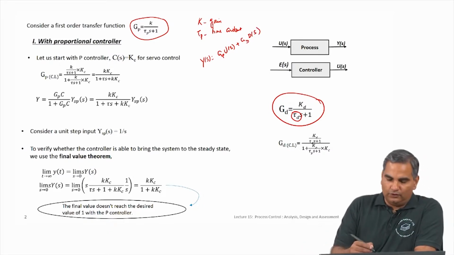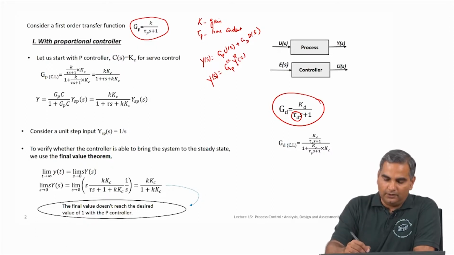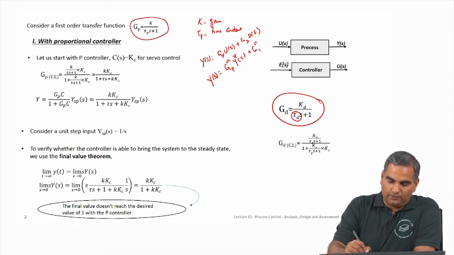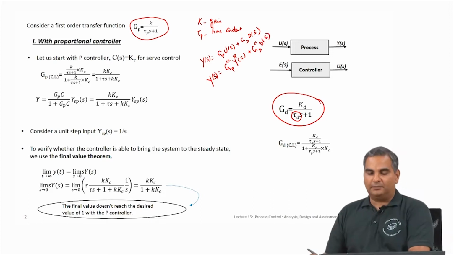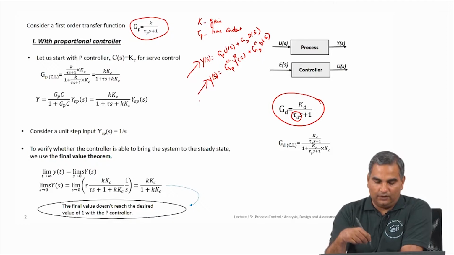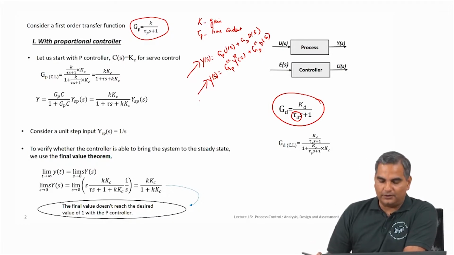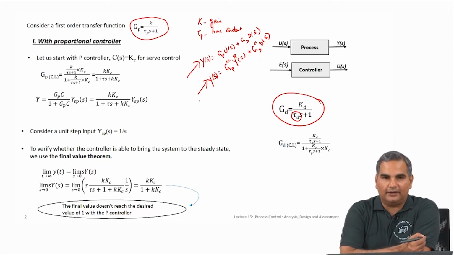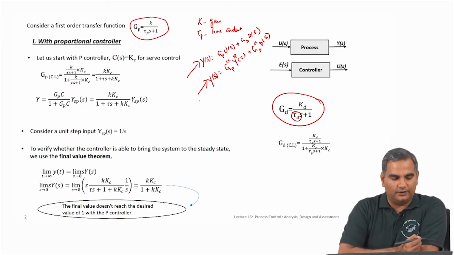Now, when we close the loop, we said this y of s will have a process related closed loop transfer function with y set point of s as input, and we are going to have a closed loop disturbance transfer function which is going to multiply d of s. So, this is open loop and this is closed loop, and we already derived how these transfer functions are going to look. We derived what the transfer function will be in terms of Gp closed loop and Gd closed loop. So, let us start with Gp closed loop for a controller which is a proportional controller.